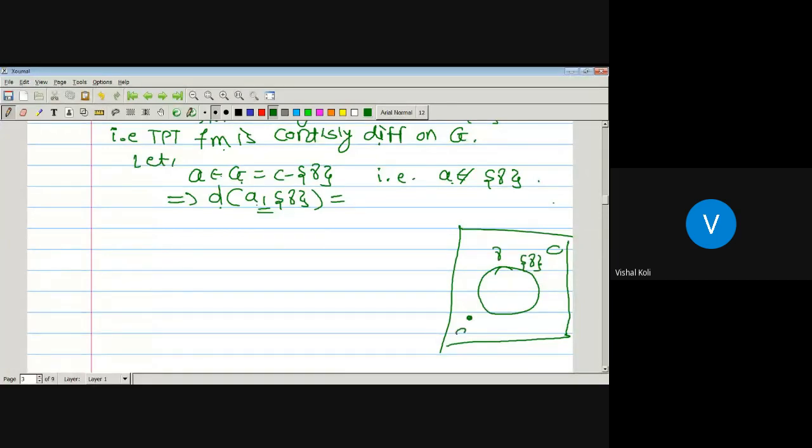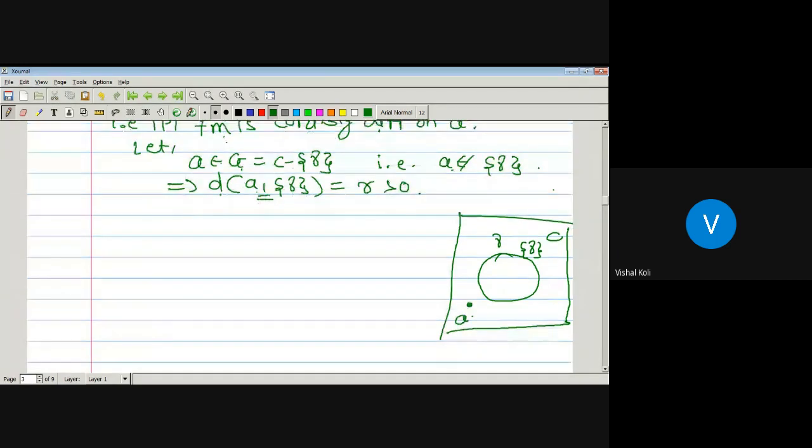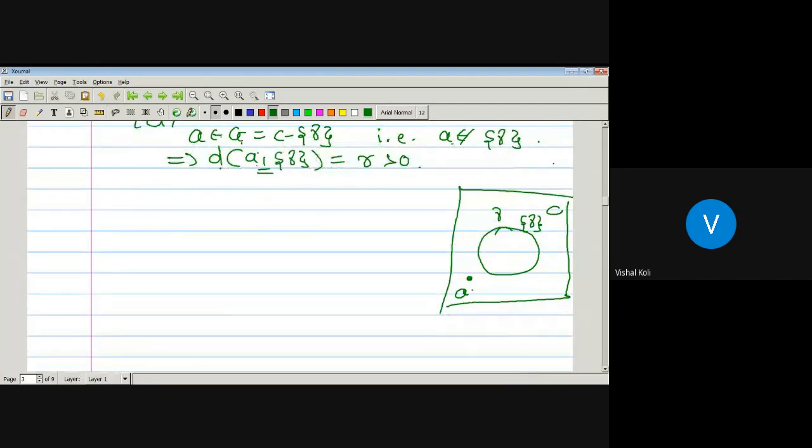A is a point which is not belonging to the trace of gamma. Then its distance must be non-zero, that is, it will be equal to some r, which is greater than 0. Then for each point Z belonging to G, for each epsilon greater than 0, there exists some delta greater than 0 for which modulus of Z minus A is less than delta, where delta will be some small quantity, that is, we will consider here that it will be less than r by 2.